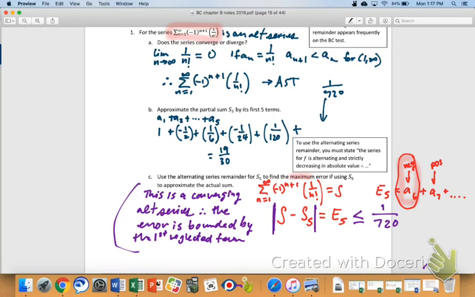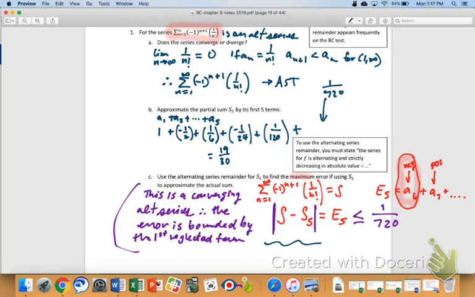So is error always positive? Yeah, we're always going to look at errors being positive. So that's why I went back here and I put those absolute values in there to say, I don't know if S is bigger than S5 right now because it's an alternating series. So I'll just do the absolute value of it and say, all right, it's just going to be 1 over 720. Plus or minus, I don't really care. It's just an error. Okay, other questions?